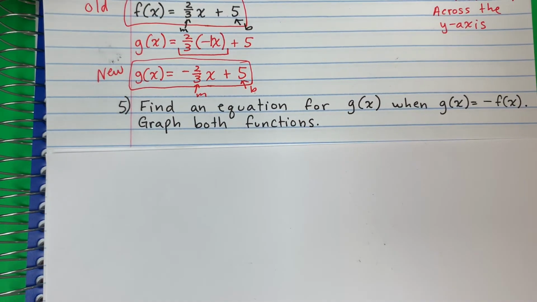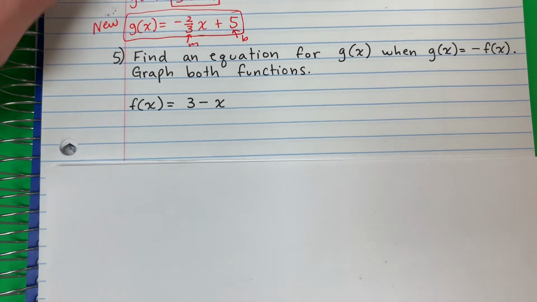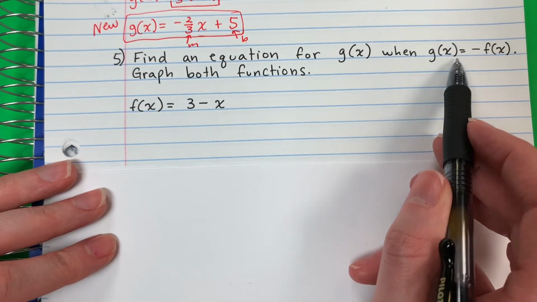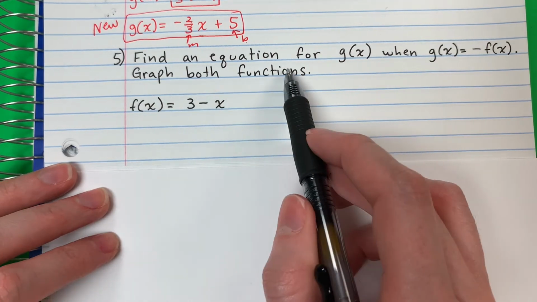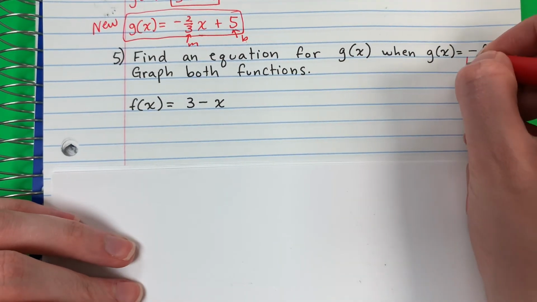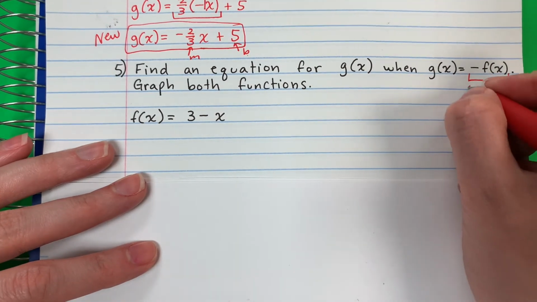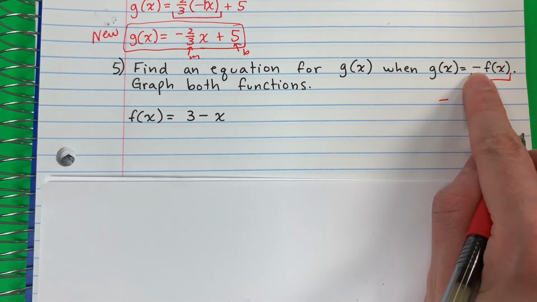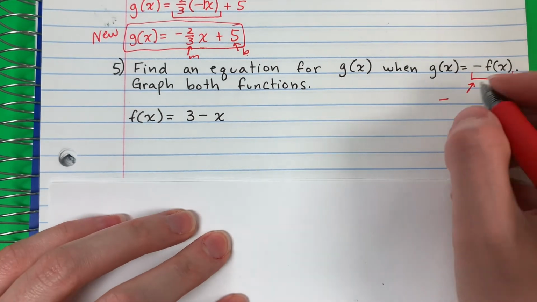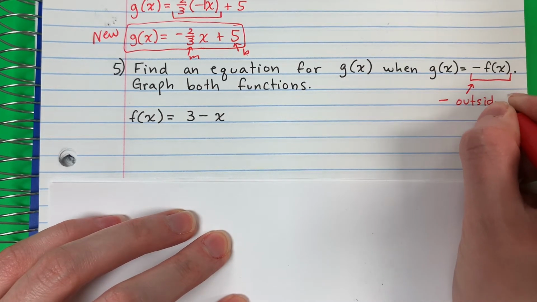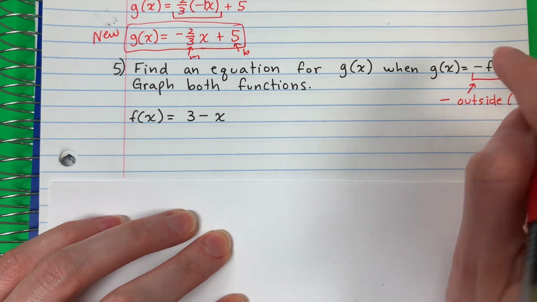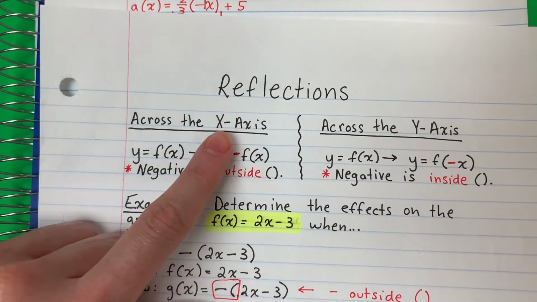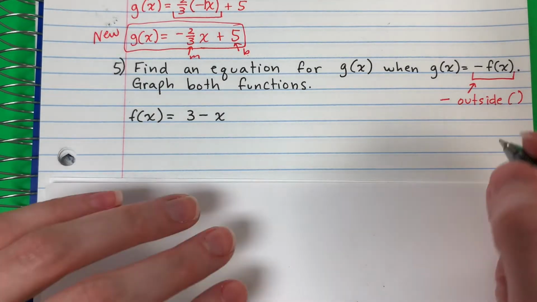Okay, example 5. Ejemplo 5. All right. Find an equation for g of x when g of x equals negative f of x. Graph both functions. So I have negative f of x. So I have a minus inside, adentro, or outside, afuera of the parentheses. Outside, afuera of the parentheses. Okay, what is that? ¿Qué es eso? Minus outside, menos afuera. Minus outside x. Reflection across the x axis.